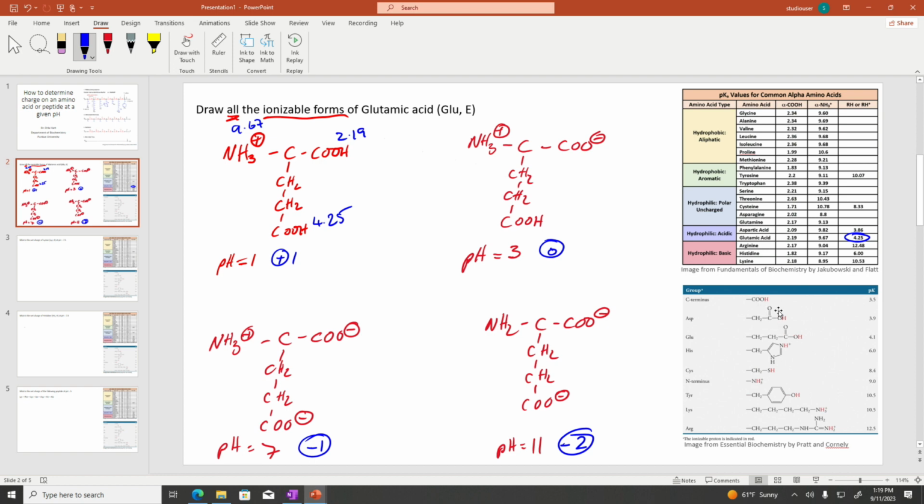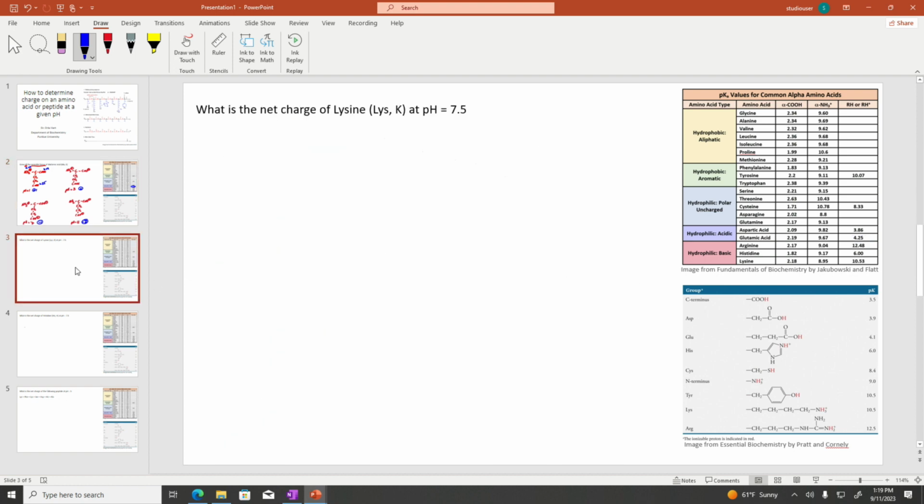And that is going to be something that you will need to know. We don't want to just have an association that, oh, protonation means no charge. It doesn't always. For an amino group, protonation means charged. Okay, so let's dive on to the next one.